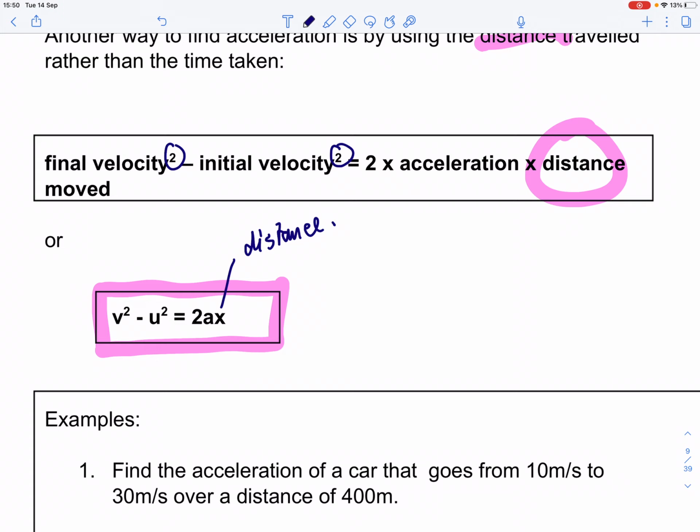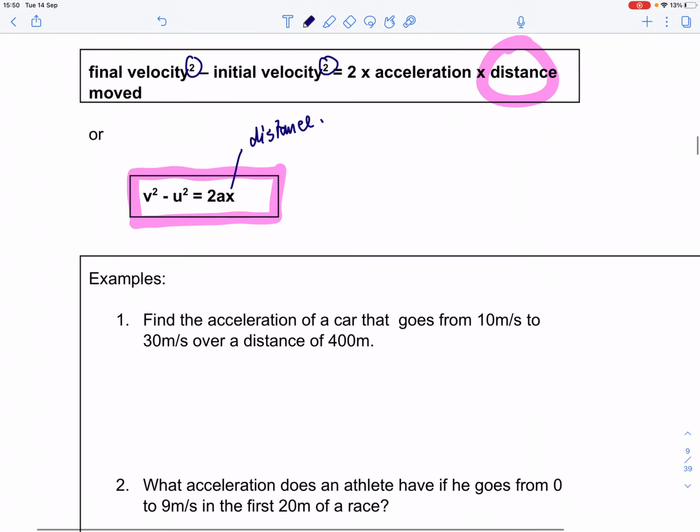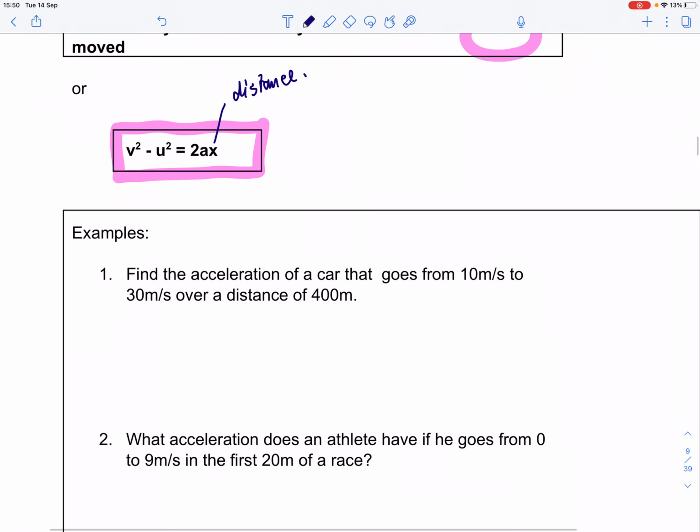This is a much more complicated equation. You don't have to remember this one. It's given to you in the back of the exam paper as a provided equation, but you do have to know how to use it and also how to rearrange it. So let's have a look at these two examples of that, and then we'll see if we can have a go at rearranging it as well.